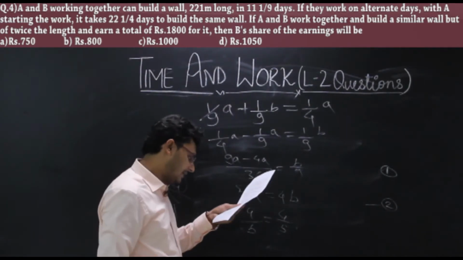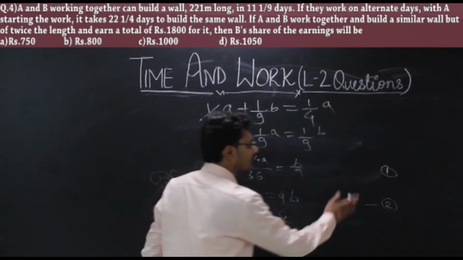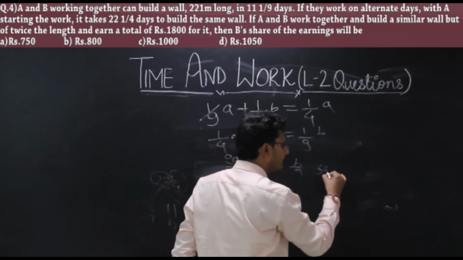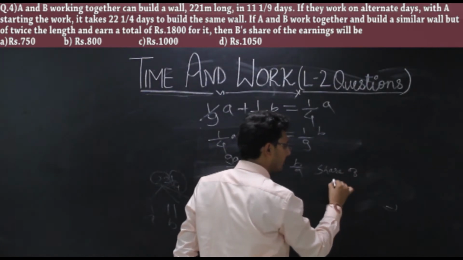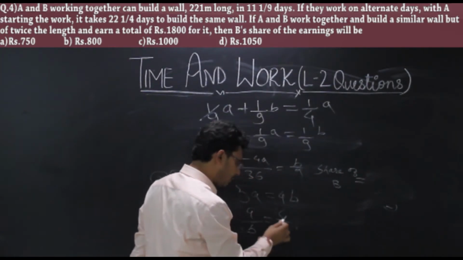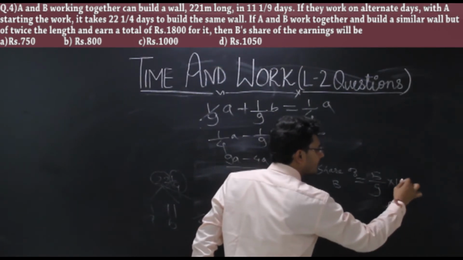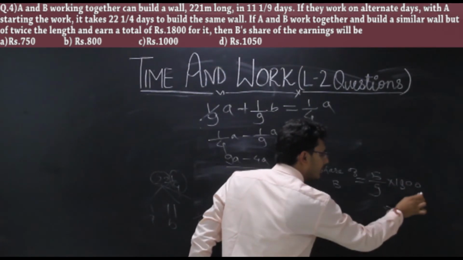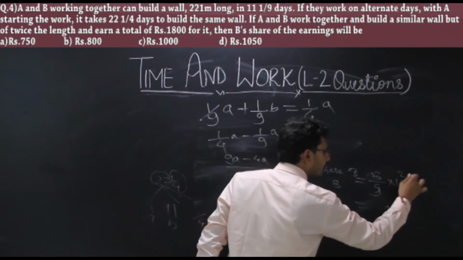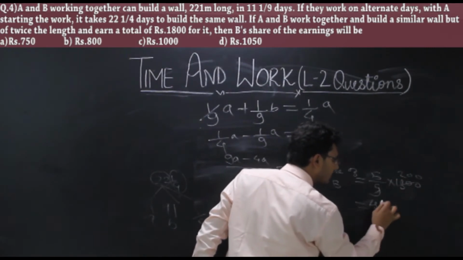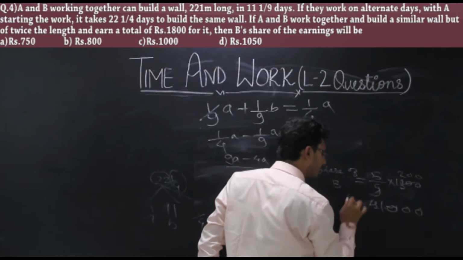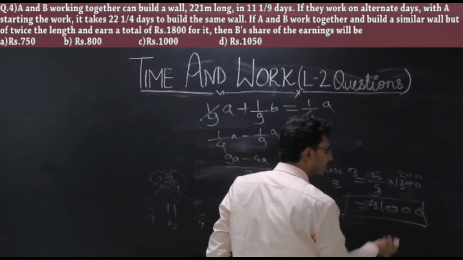So he is asking the share of B. So the share of B will be nothing but he has done how much work? 5 units of work out of 9 units. So his share must be 5/9 of 1800, that is nothing but rupees 1000. So the answer for this question is that the share of B is 1000 rupees.